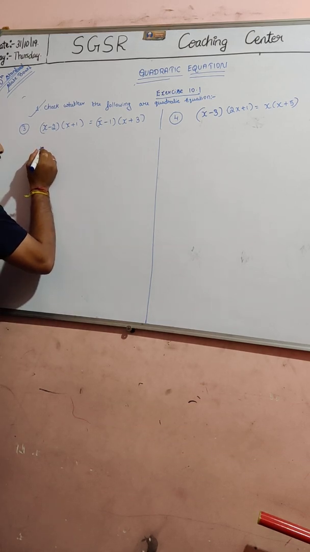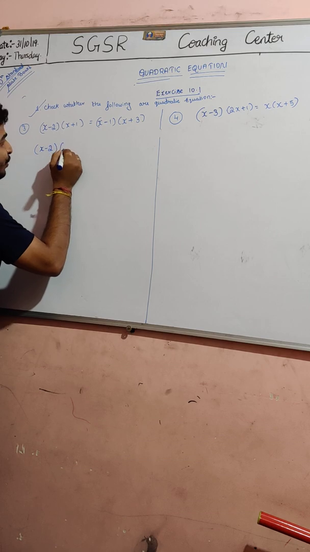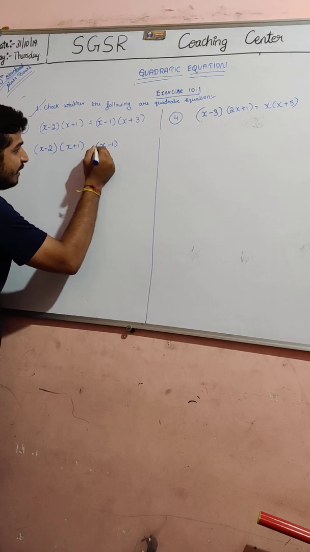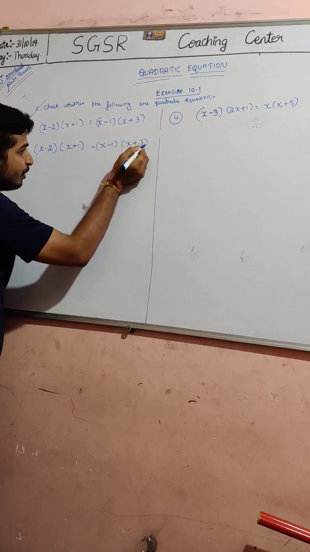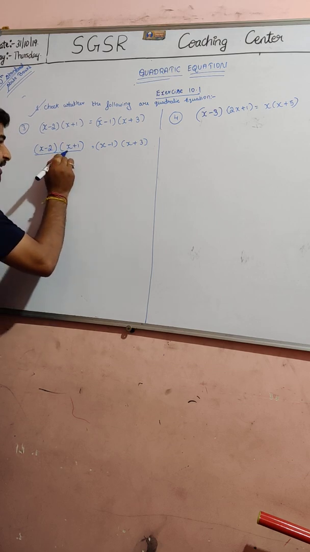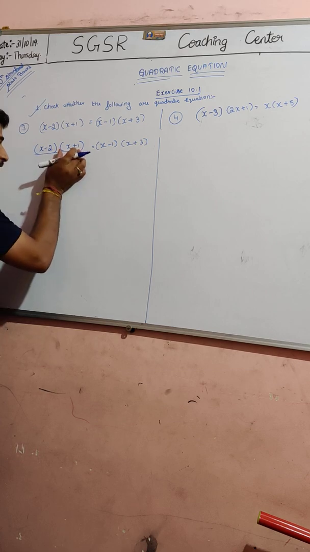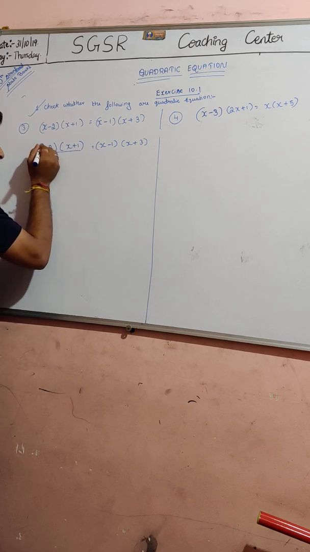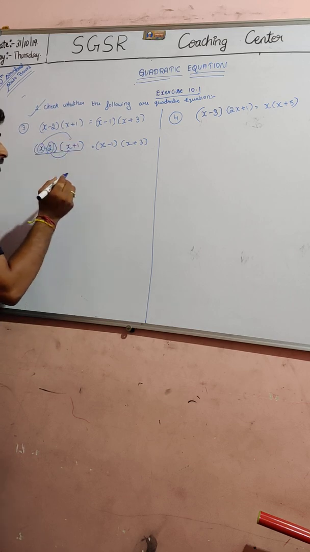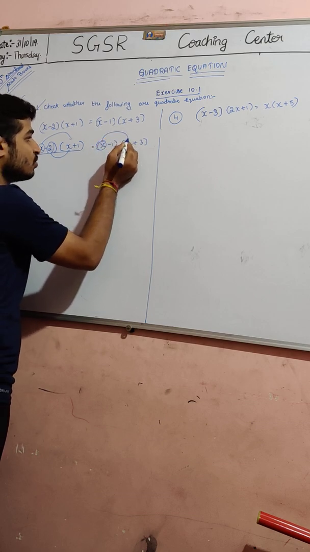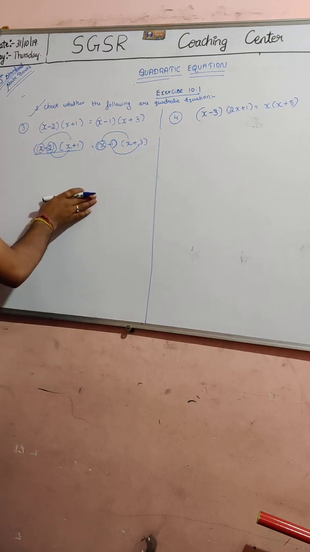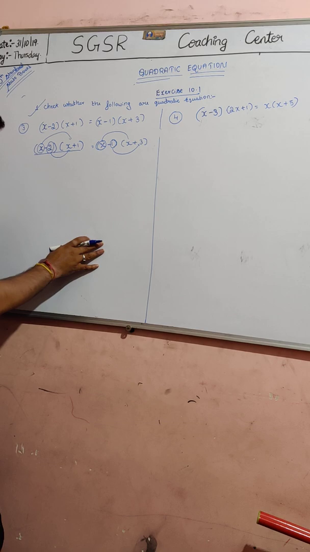Okay. So (x - 2)(x + 1) = (x - 1)(x + 3). Now this equation can be written by multiplying each and every term with this number. So this should be multiplied with this one. In the same way, this number should be multiplied with this one. In the same way for this also, to form an equation you should multiply, so that it will be easy to check whether it is a quadratic equation or not.